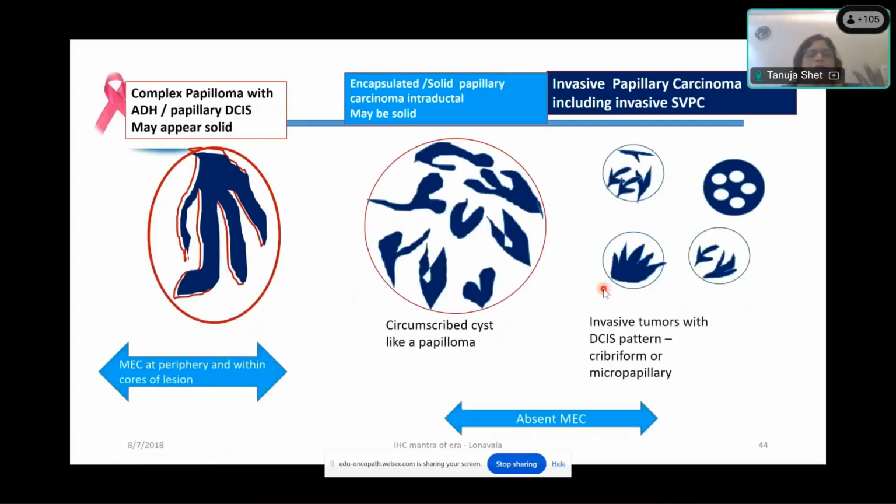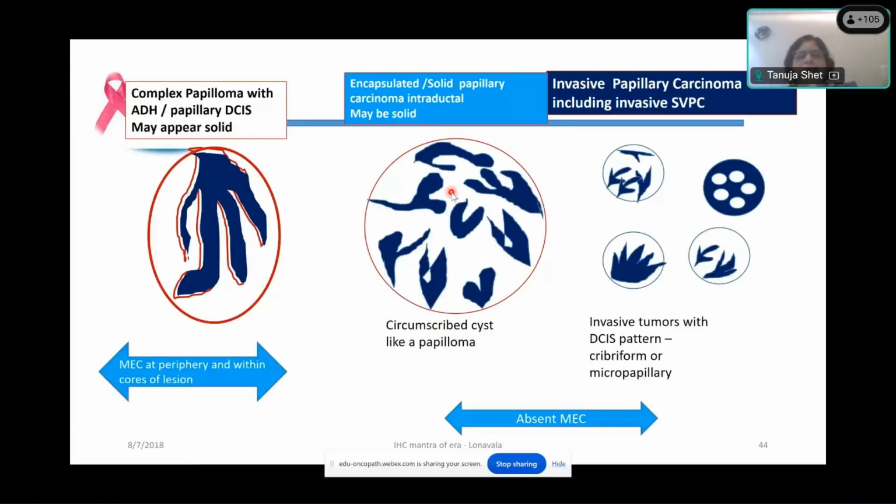Now let's look at the malignant spectrum. We'll leave out the benign here. There are two variants. This is a typical papilloma with atypia, DCIS, which becomes malignant. You have myoepithelial cells not only at the periphery of the cyst wall, because papillary tumors are cysts that occur within ducts, but you'll also have them at the base of each papilla.